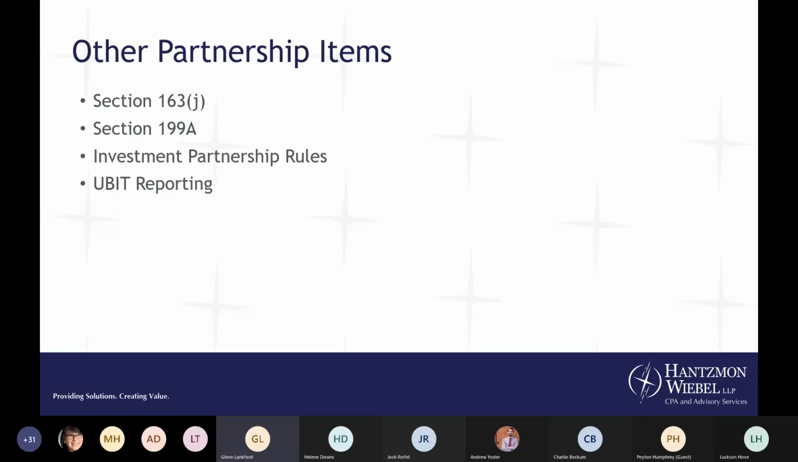I did want to put up... Is there another slide, Josh? Yeah, there are a few more slides. Oh, okay. Then yeah, we'll make it to it. Go ahead.